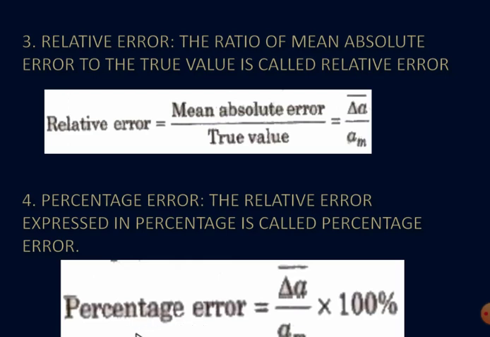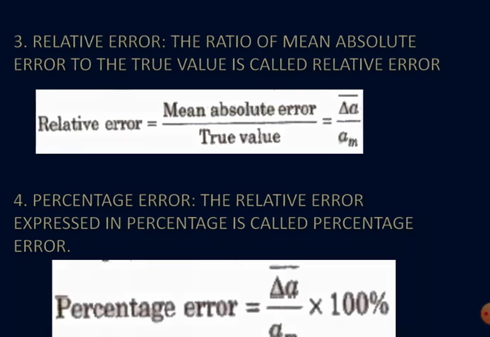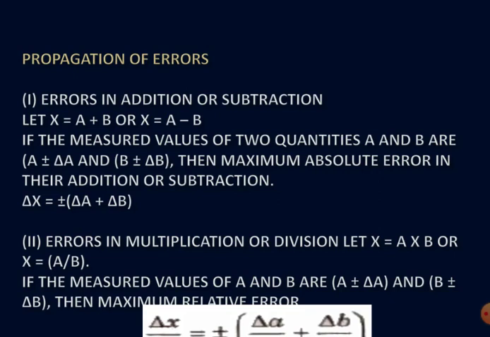Got it? So the formula is what? The formula is nothing but your percentage error will be equal to relative error times 100%. Got it? Yes. Now let's go to the combination of errors, or we also call it propagation of errors.